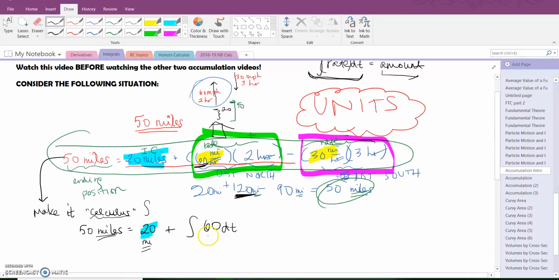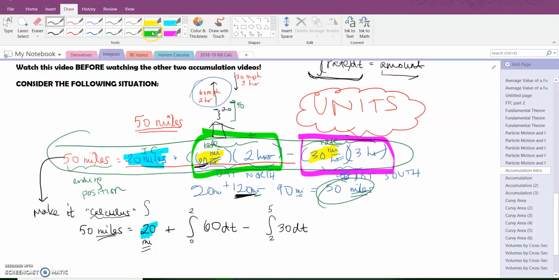And I'm going 60 miles an hour from what hour to what hour? Let's see, that was from the beginning up until 2 hours later. Okay, so then I'm going to subtract going south. That would be, I started at 2 hours and I did it for 3 hours, so it goes until the 5th hour. And that would be 30 times dt.